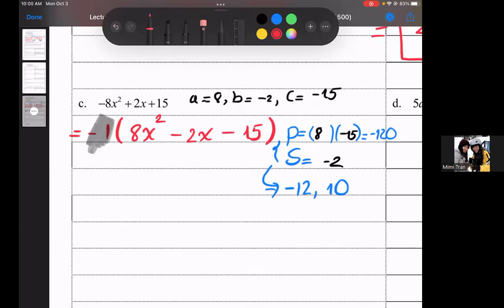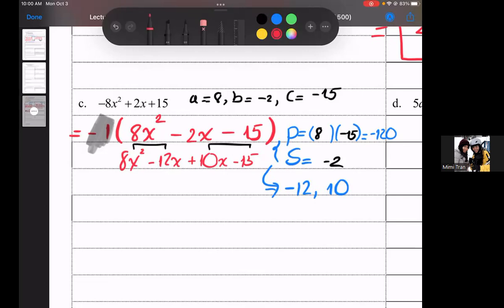What number am I focusing on for the negative 12 and the 10? Yeah, the middle one, right? So I'm gonna split that. I'm gonna rewrite ax squared minus 12x plus 10x minus 15. You can do 10x first and negative 12, doesn't matter. Group factoring is always the first two and the last two for these kinds of problems.